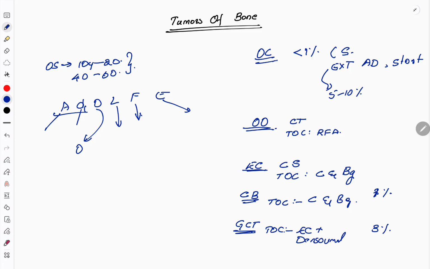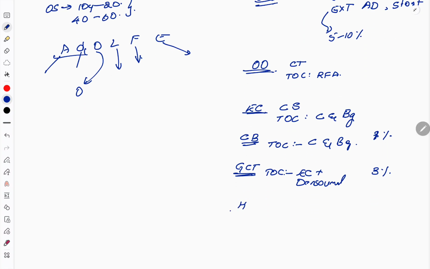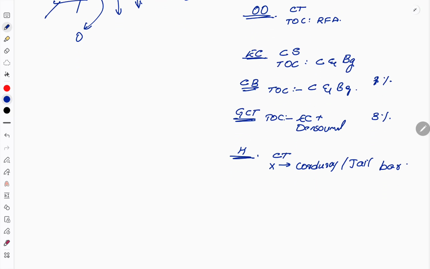Okay. The next is hemangioma. In hemangioma, there is no treatment. It has the polka dot sign in CT, so the investigation of choice is CT. And in X-ray, what do I see? I see a corduroy and jail bar appearance in X-ray. It mostly affects the vertebral body. Treatment of choice is no treatment.